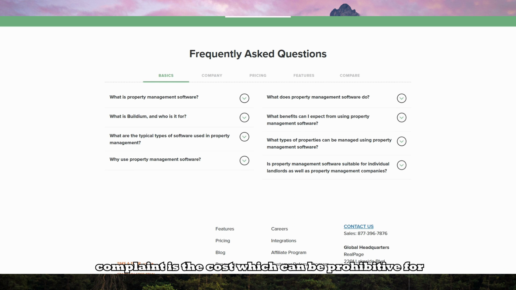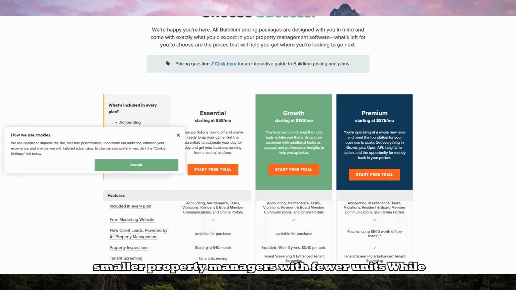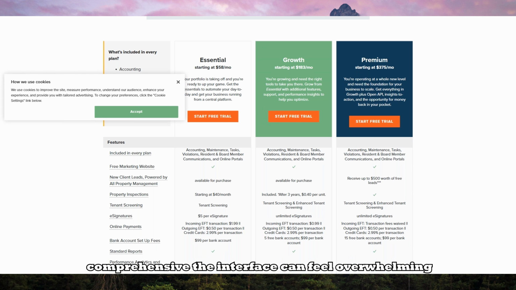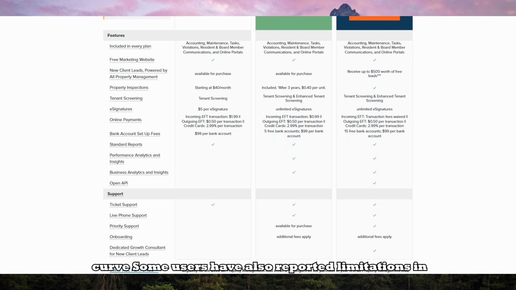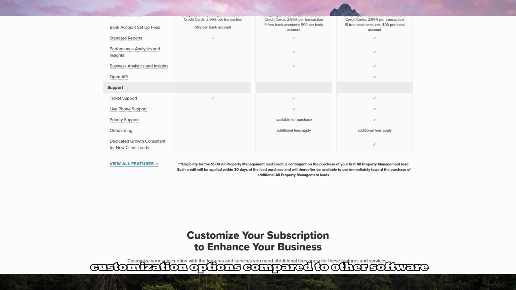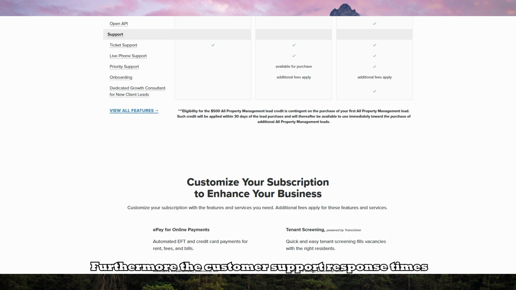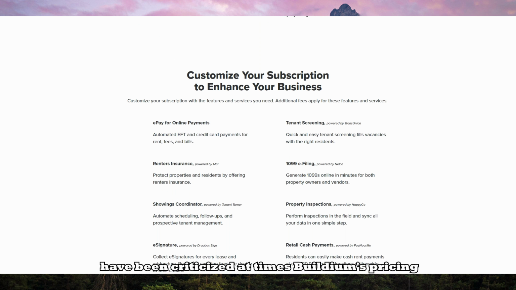One common complaint is the cost, which can be prohibitive for smaller property managers with fewer units. While comprehensive, the interface can feel overwhelming to new users, requiring a significant learning curve. Some users have also reported limitations in customization options compared to other software. Furthermore, the customer support response times have been criticized at times.